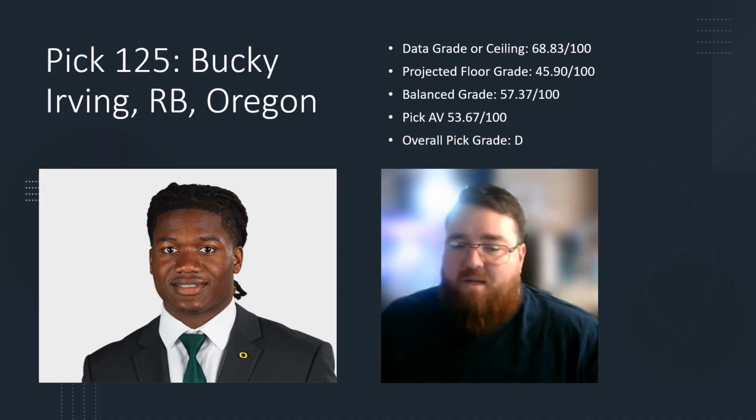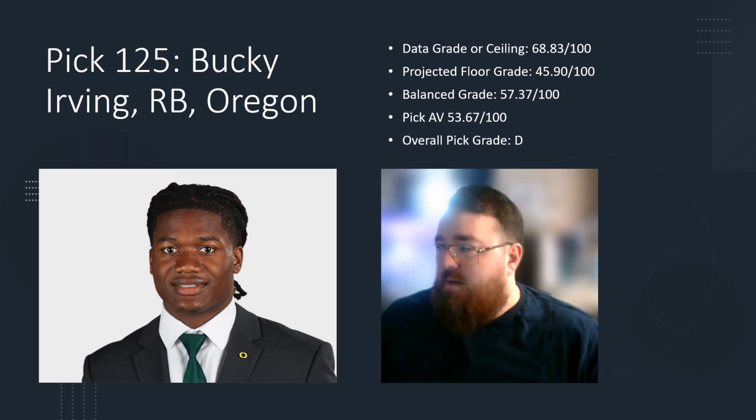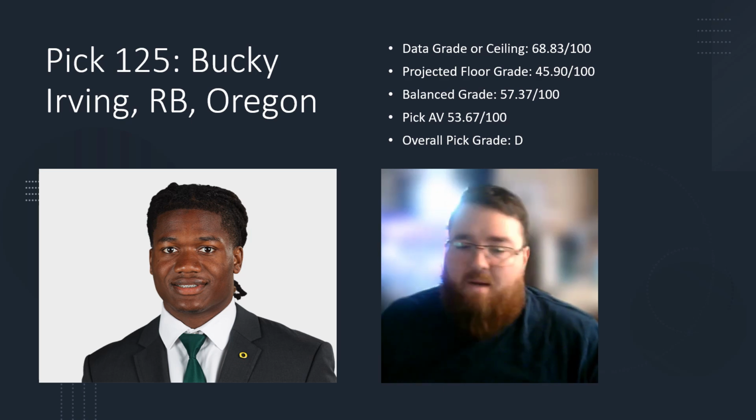Then, of course, we get to pick 125 and Bucky Irving, running back out of Oregon. His data grade is 68.83. His floor is 45.90. His balance grade is 57, and his pick AV is 53.67. Overall pick grade for this would be a D.